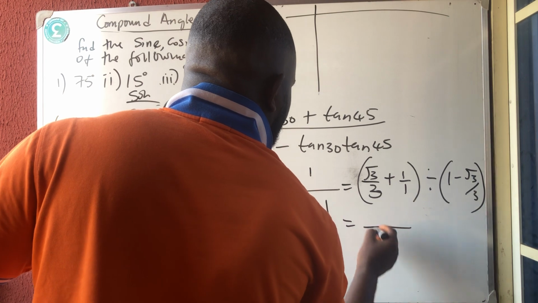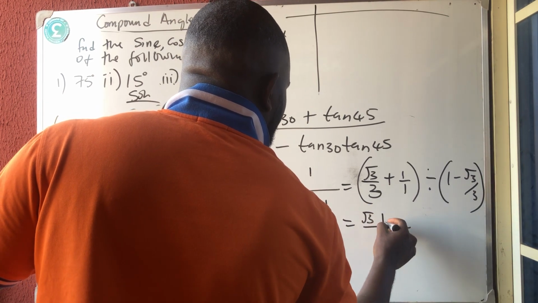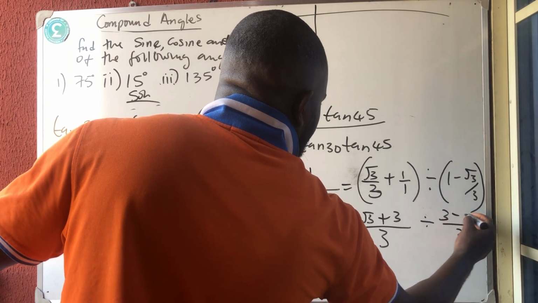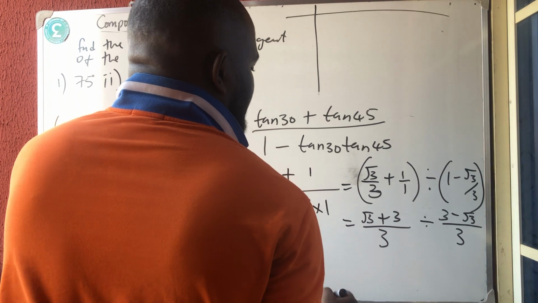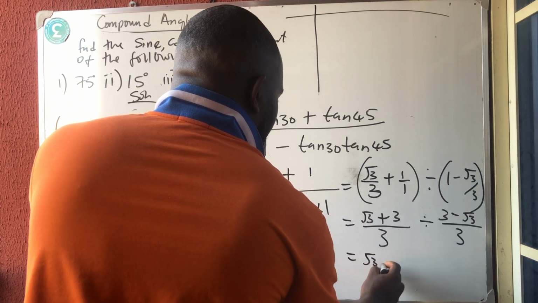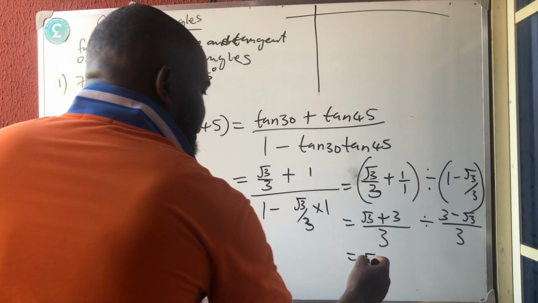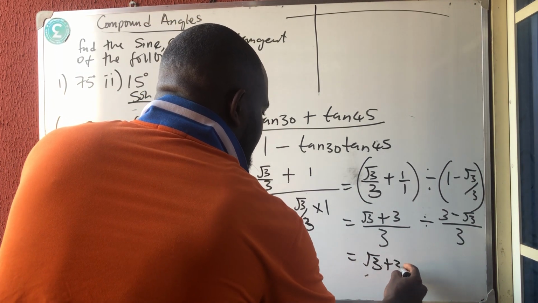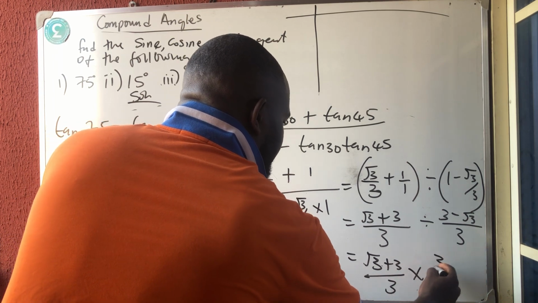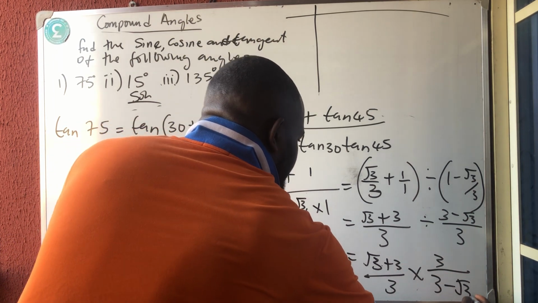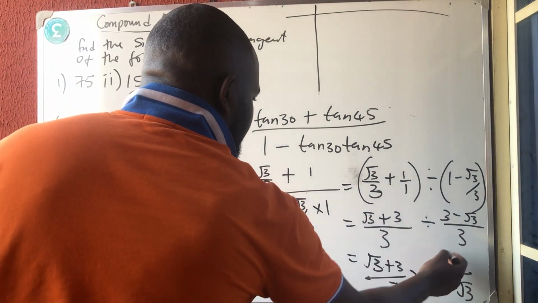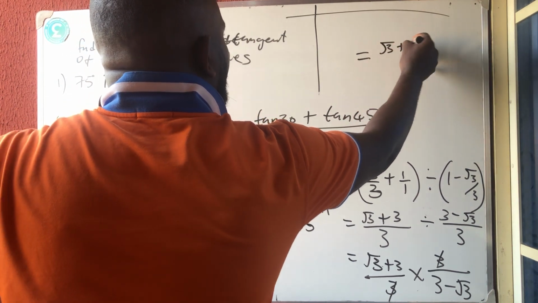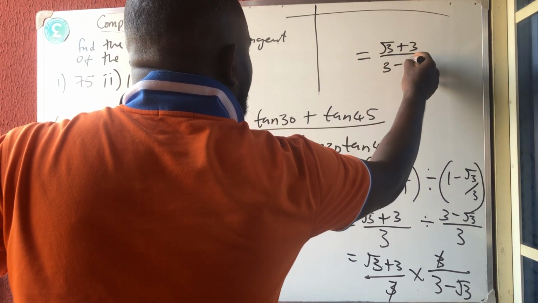The LCM here is 3. I'm having root 3 plus 3 divided by 3 minus root 3. So if you change divide to times, sorry, you are having root 3 plus 3 over 3 times 3 over 3 minus root 3. So what do you have? 3 can cancel 3. So finally the answer, let me write it here. Finally the answer becomes root 3 plus 3 all over 3 minus root 3.